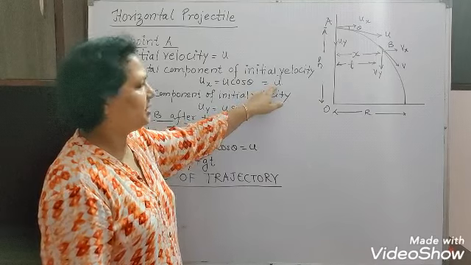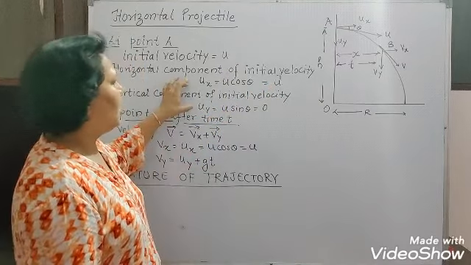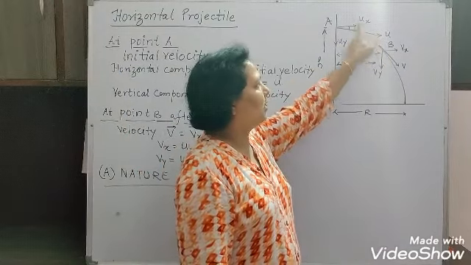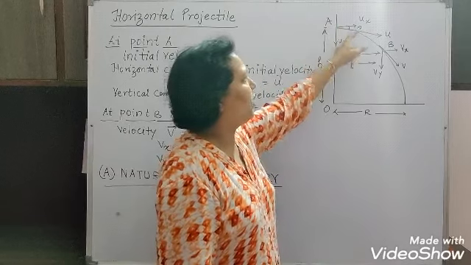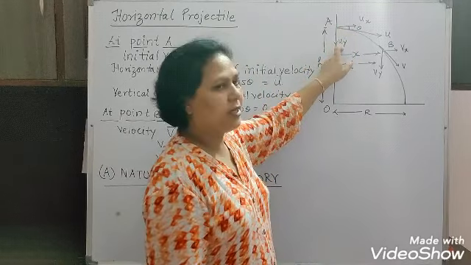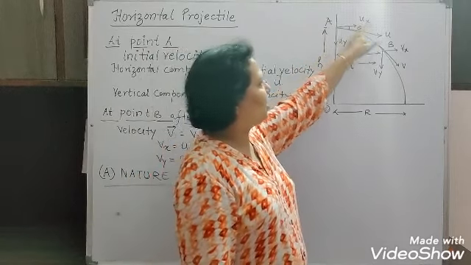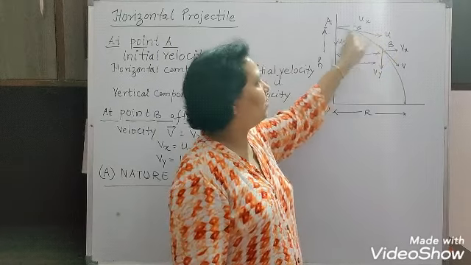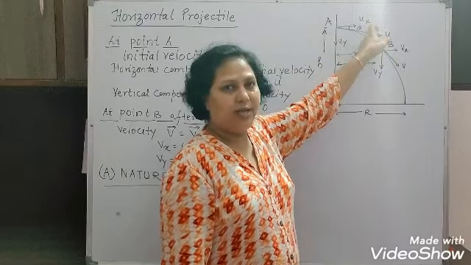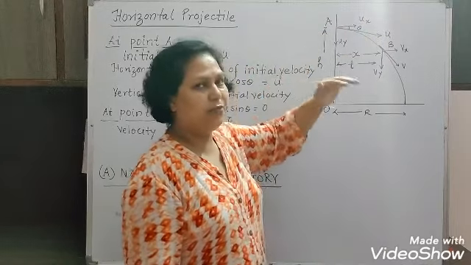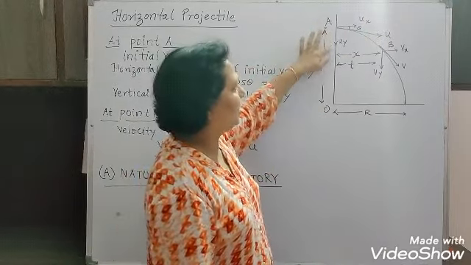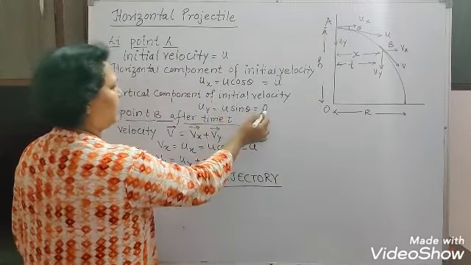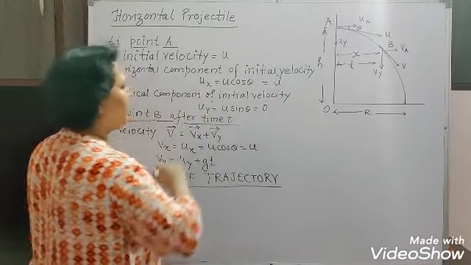Now, ux is actually u cos theta, so that means this is totally u. When the initial velocity is resolved into two components ux and uy, because the uy component becomes 0 here, obviously the ux component is completely the initial velocity u. So the whole initial velocity is working in the horizontal direction. None of the initial velocity is working in the vertical direction. So uy is equal to 0 and ux will become u.